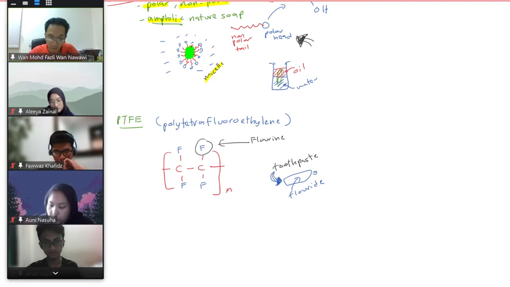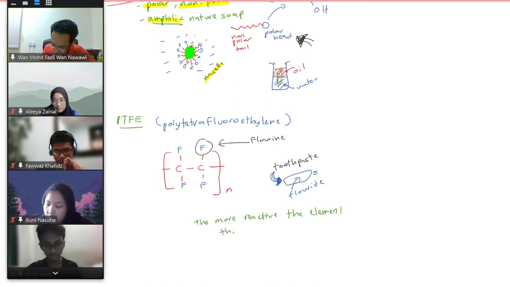your health or whatsoever. Normally, the more reactive the element, what we saw just now is the element, the more stable their compound.